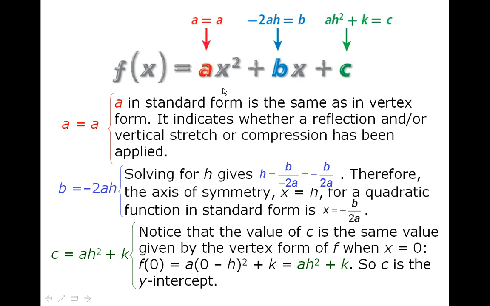And then finally c, it's the same value given by the vertex form of f when x = 0. So in other words, if we take 0 and plug it in to our function up here for x, we'll have a times 0 plus b times 0 plus c. And the only thing that's not 0 here is c. So if we plug 0 in, then the value of c will be our y-intercept, since a y-intercept has an x value of 0.